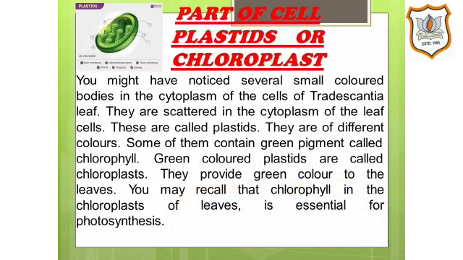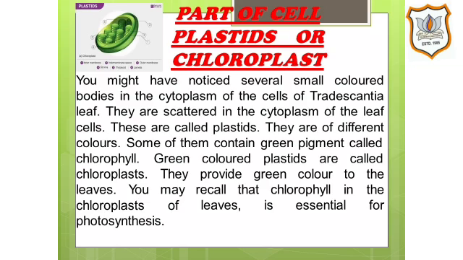Students, another part of cell is plastids or chloroplast. You might have noticed several small colored bodies in the cytoplasm of the cells of Tradescantia leaf. They are scattered in the cytoplasm of the leaf cells. These are called plastids. They are of different colors. Some of them contain green pigment called chlorophyll. Green colored plastids are called chloroplast.